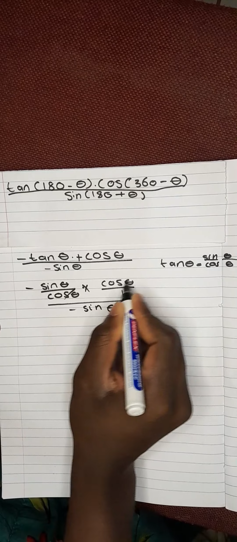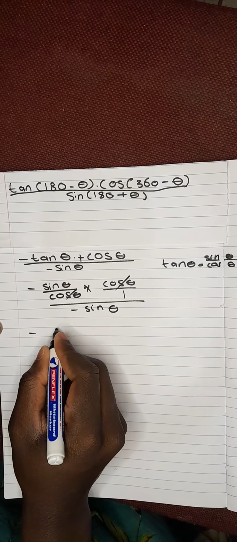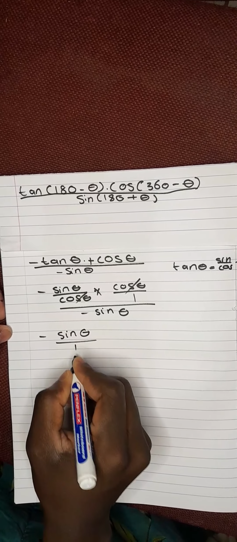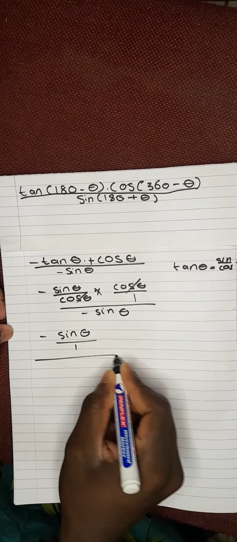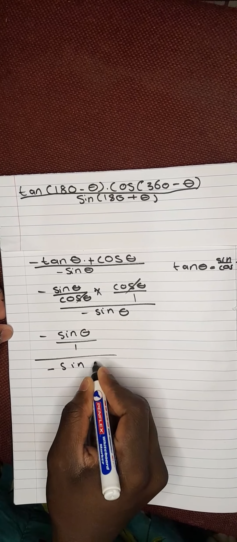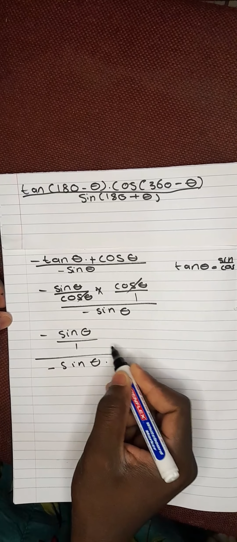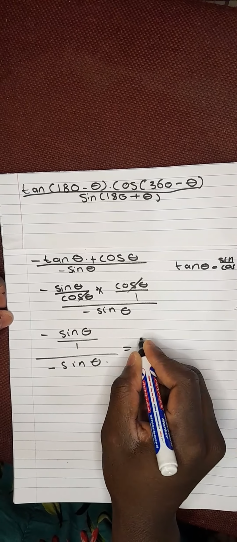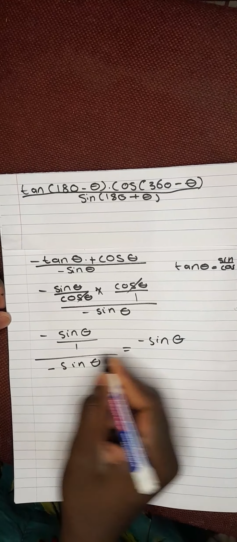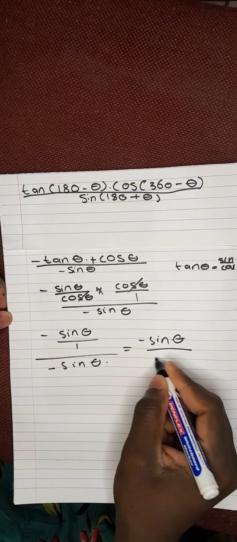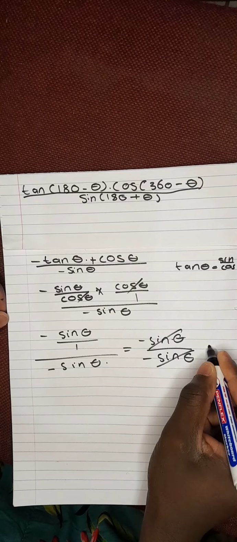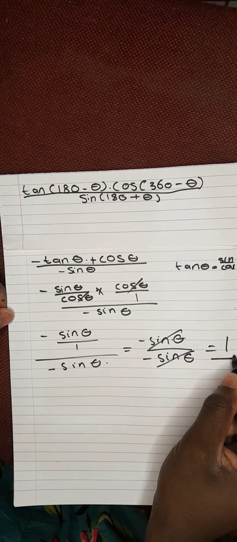So this one, they're going to cancel. I'm going to be left with negative sine theta over 1, all divided by negative sine theta. So this one is equal to negative sine theta, because anything over 1 is that number, divided by negative sine theta. They're going to cancel. I'm going to be left with 1.